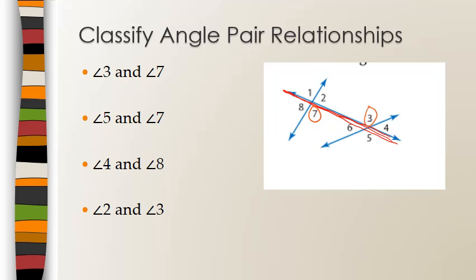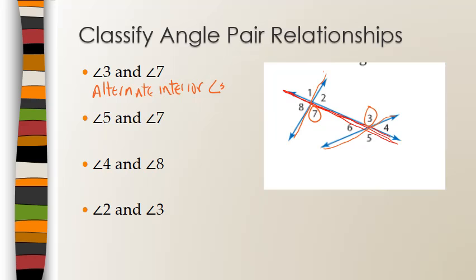Well, both angle 3 and 7 are interior. They're on the inside, if you will, of this line here and this line here, but they're on opposite sides of the transversal, and so this would say this is alternate interior. Angles 3 and 7 are alternate interior angles.